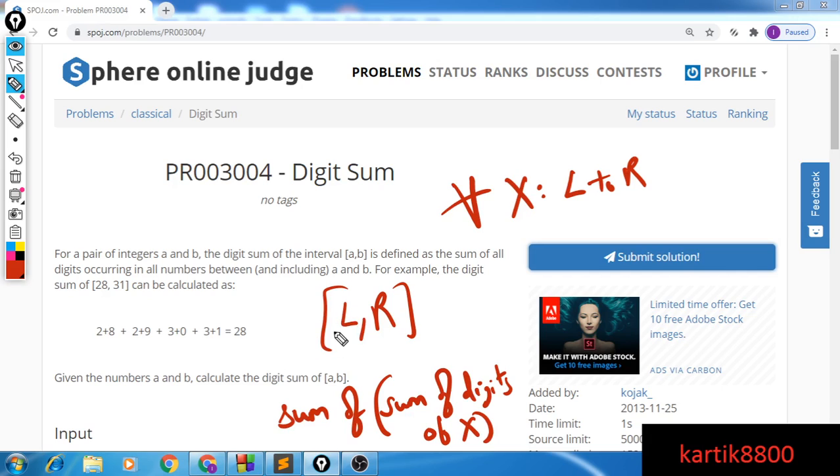In fact, you have to iterate. The brute force would be iterating from L to R, taking the sum of digits of the current number x, then going to the next number, and you keep taking the sum of digits of each and every number from L to R, keep adding them together in an overall total sum, and this total will be your final answer. This is what you need to find out.